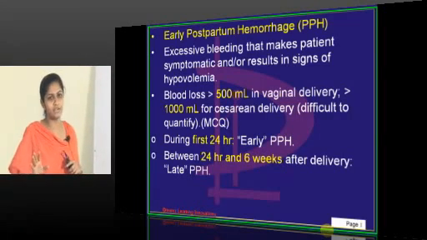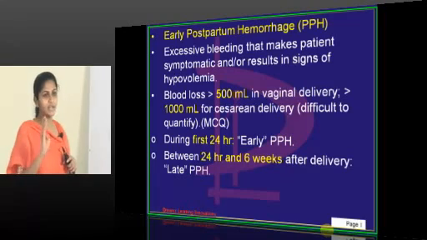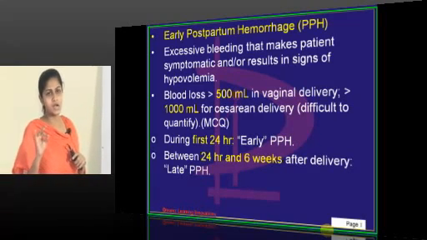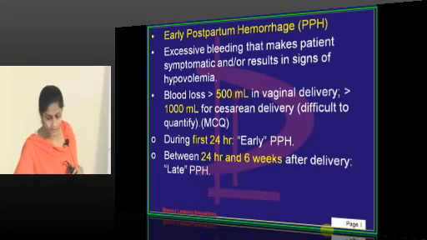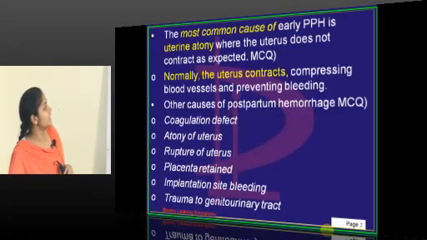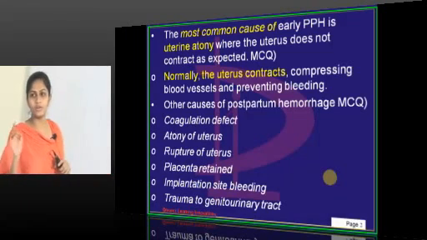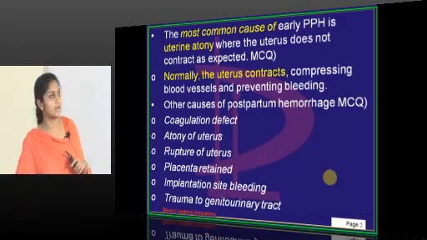These are all very important causes. They are asked very frequently regarding the causes. That's why I gave you a clue. Remember 4 T's: tone, tissue, trauma, thrombus. So we'll see in detail. What is the most common cause? Uterine atonicity. The uterus will not retract.